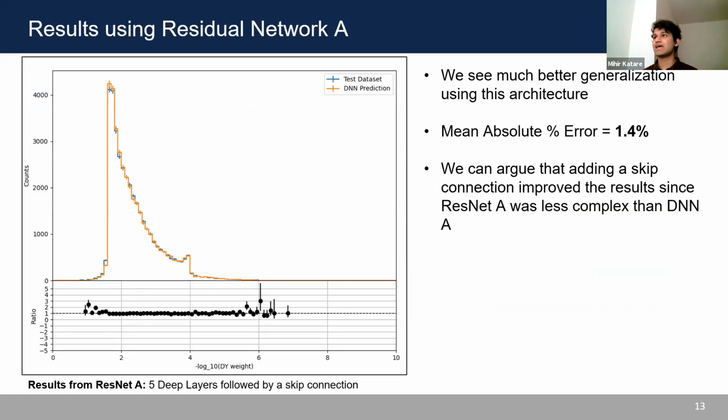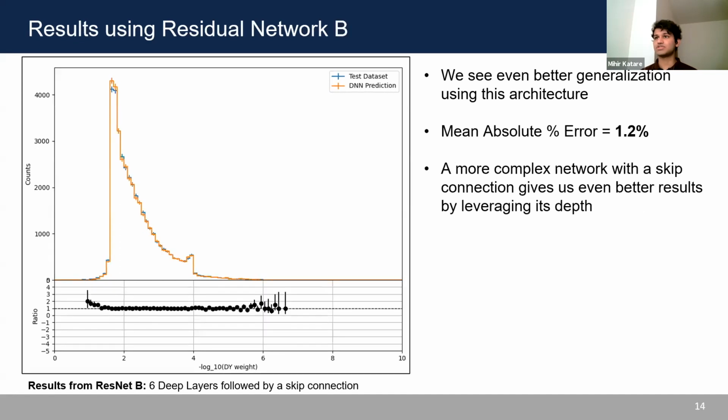So these are the results that we get by using ResNet A. We actually see much better generalization. You don't really see the outliers anymore, even though we do have large error bars over the bins that don't have as many samples. We do see a decrease in the mean absolute percentage error, which is only around 1.4% now. And we see a very good visual fit. So we can actually argue now that adding the skip connection was what improved the results because this network is less complex than the one that we used before.